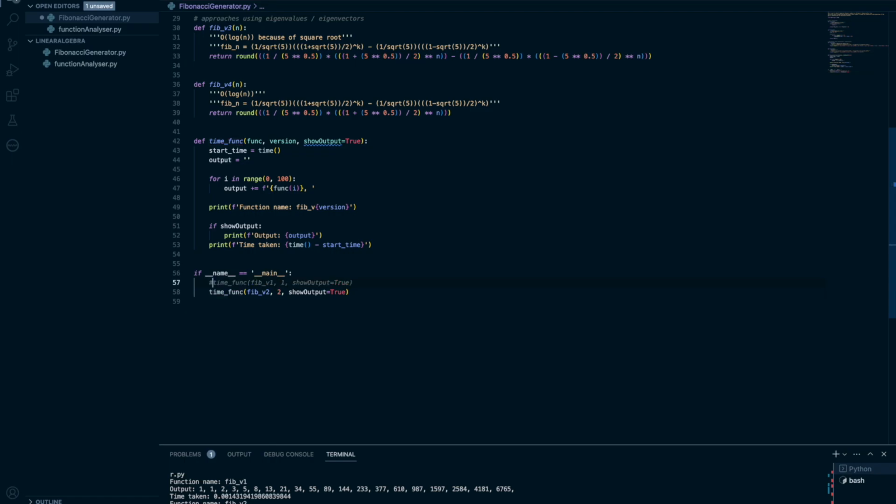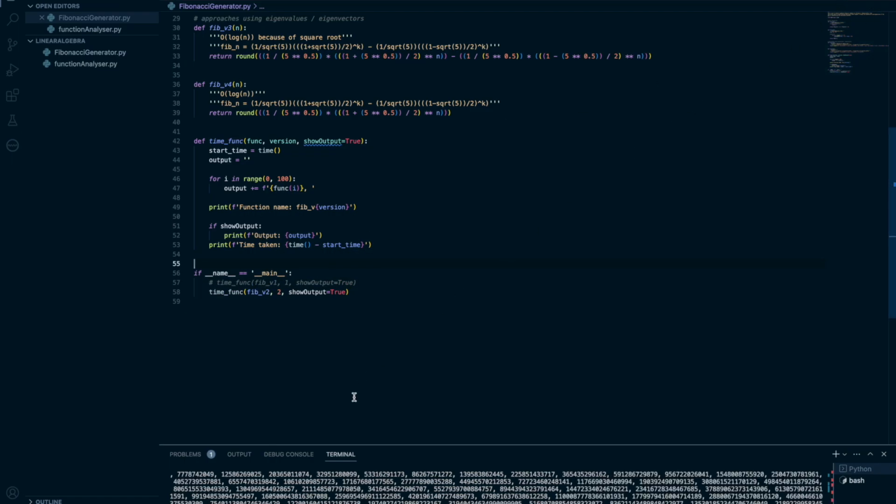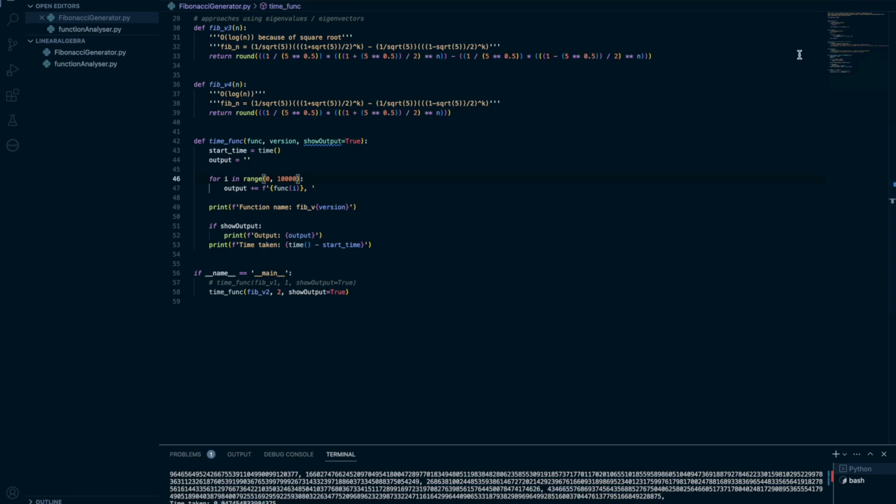Let's try. So we put 100 here. This time it took 0.0004, which is still reasonable. Now 1,000, still going okay. 10,000. See, that's where we start to, it's not going to finish in a reasonable amount of time. 7 seconds. It's okay, but we can do much better.